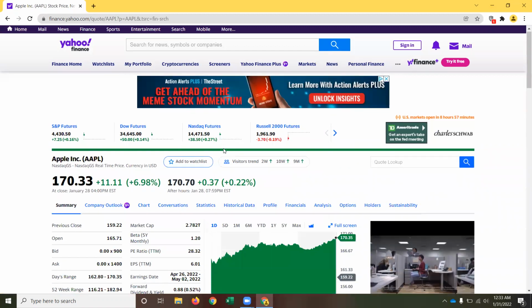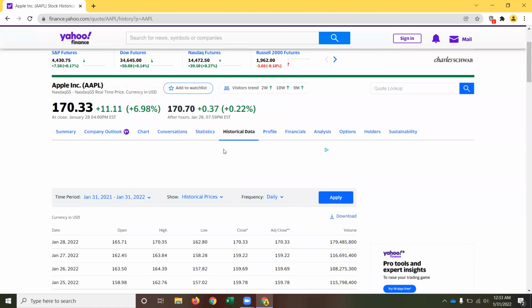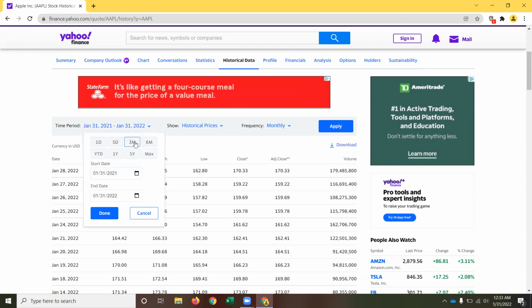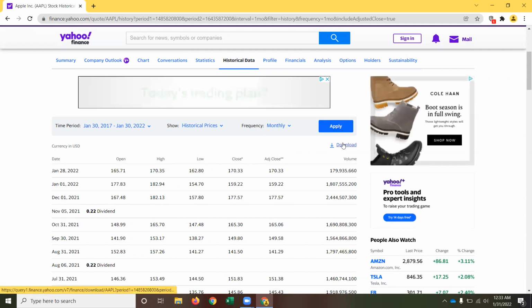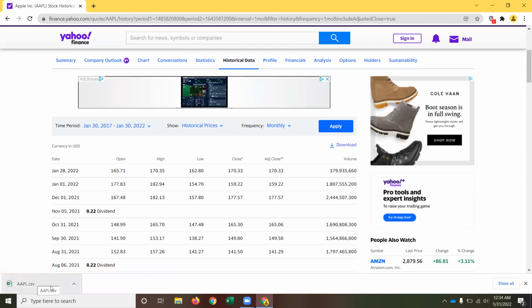And then from the historical data section, we are going to collect the monthly data. And the frequency of our data should be monthly. And then we want data for the last 5 years. Then apply all of these filters. Then download. Now you can see the CSV file is already downloaded.